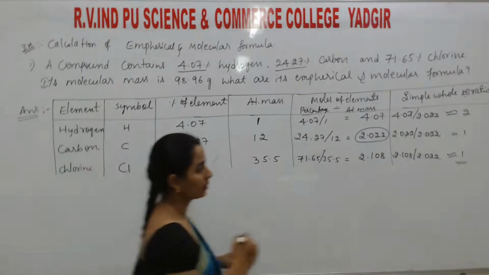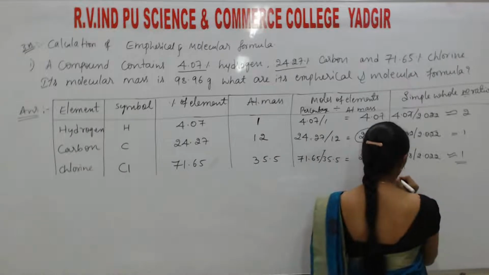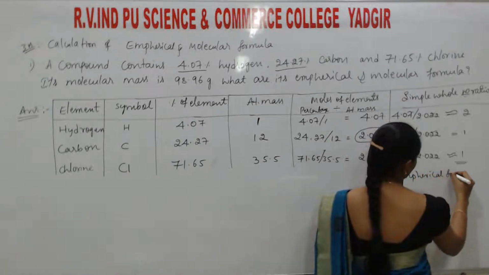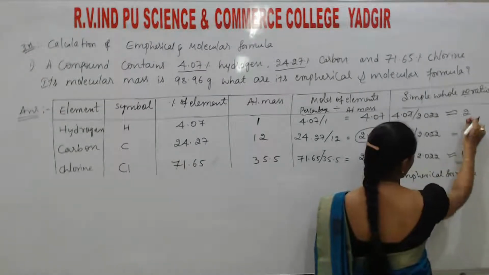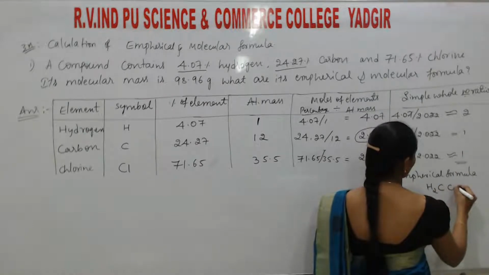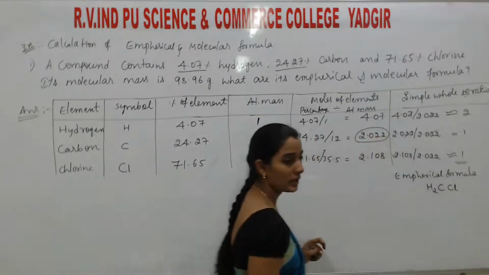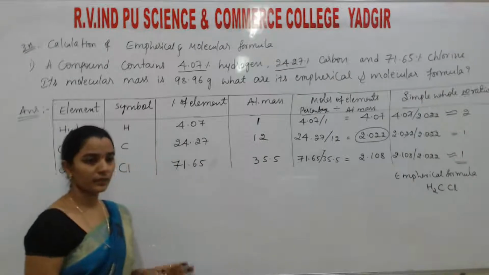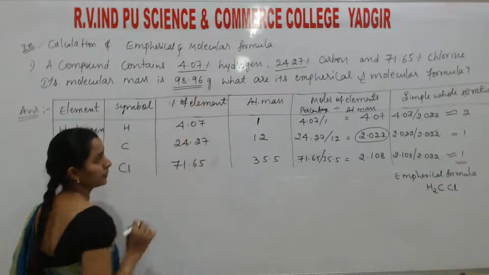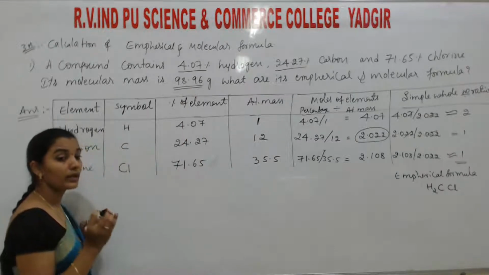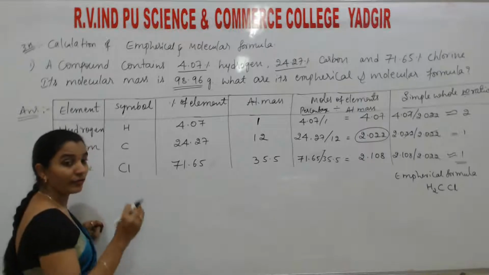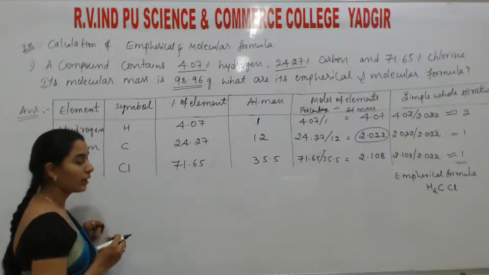Here I say empirical formula. What is it? 2 hydrogen, that is H2, 1 carbon C, 1 Cl, so H2CCl. Remember, students, they give a molecular mass, but we want the empirical formula and molecular formula. From that empirical formula, we can easily calculate the empirical mass.